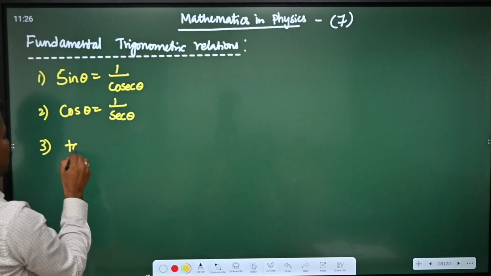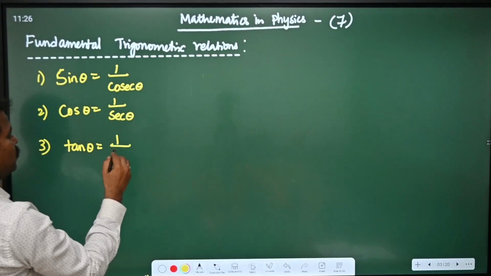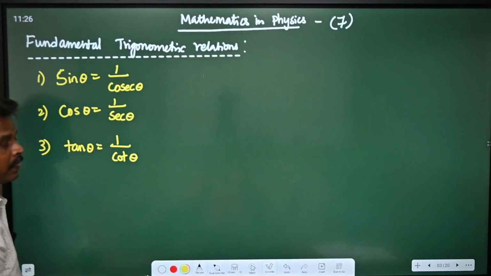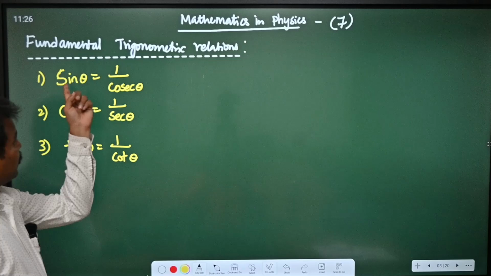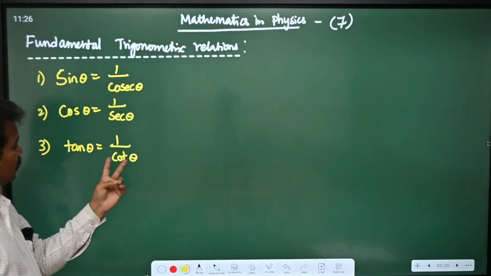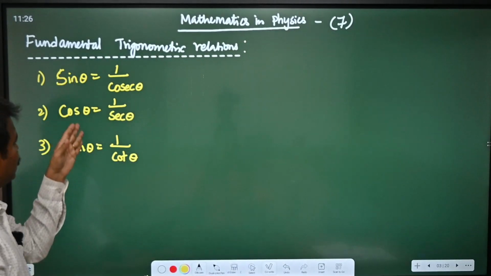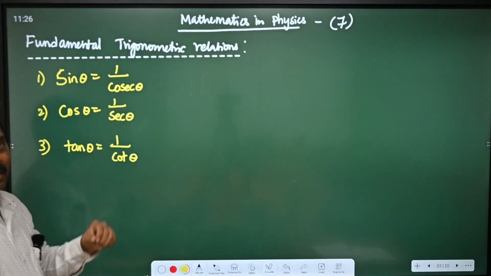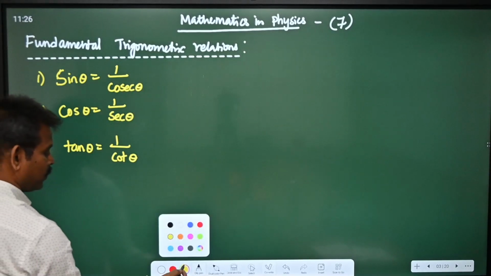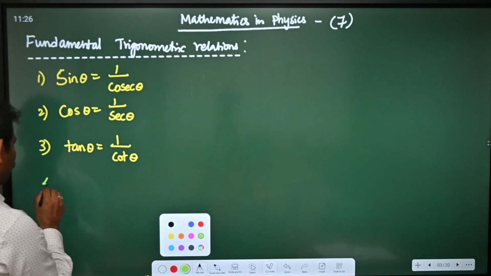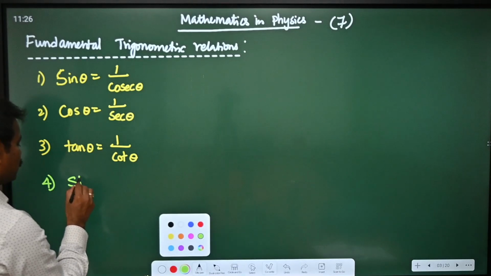Third one, tan theta is equal to 1 by cot theta. Cosecant is 1 by sin, secant is 1 by cos, and cot is 1 by tan. These are the three fundamental trigonometric relations. And the fourth one, the fourth one is the most important one.